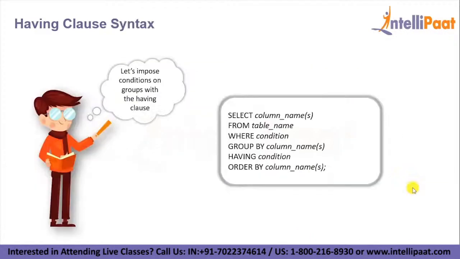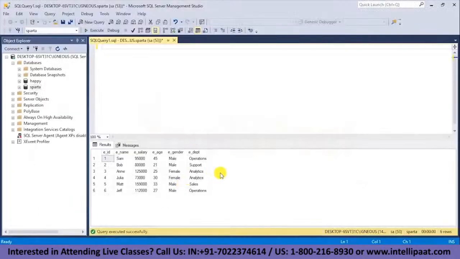And this is the syntax for the having clause. Here you need to keep in mind that the having clause must follow the group by clause and must also precede the order by clause if used. So let's go to SQL Server and implement the having clause. So we'll group this table with respect to the department column and then use the having clause to display only those departments where the average salary is greater than $100,000. So let me go ahead and write the syntax for that.